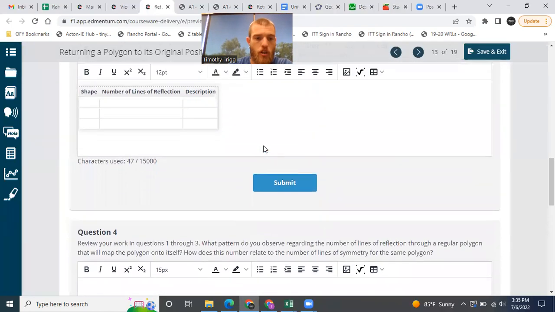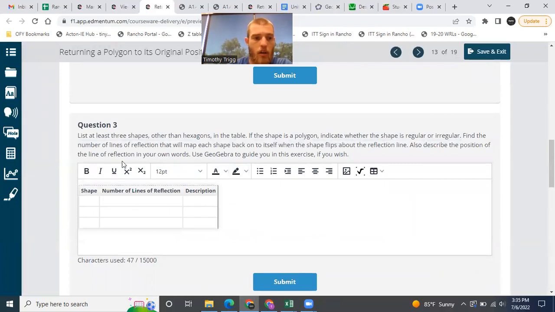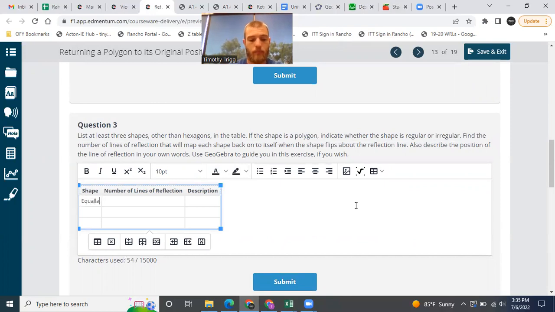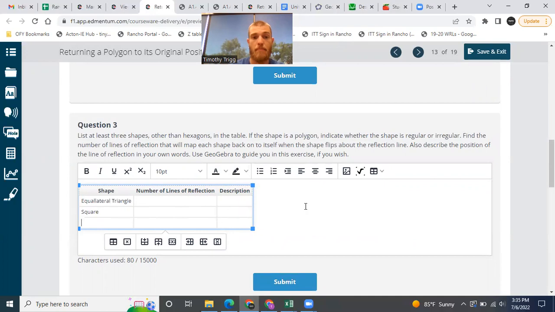All right. So now we're going to talk about different shapes here. So once again, we're going to try to use some of the same shapes we used before. We're actually going to use an equilateral triangle. We're going to use a square. And we're going to use a pentagon, so a 5-sided shape.